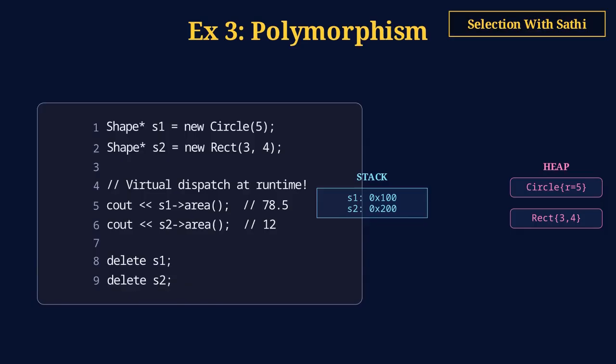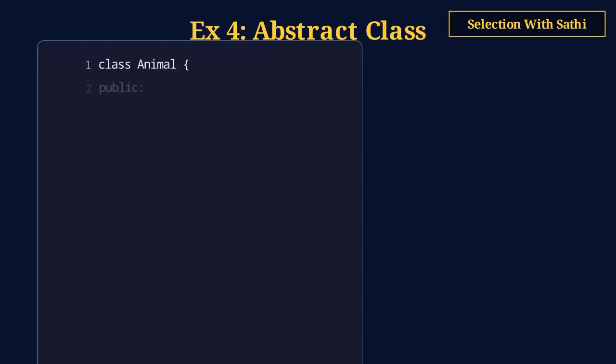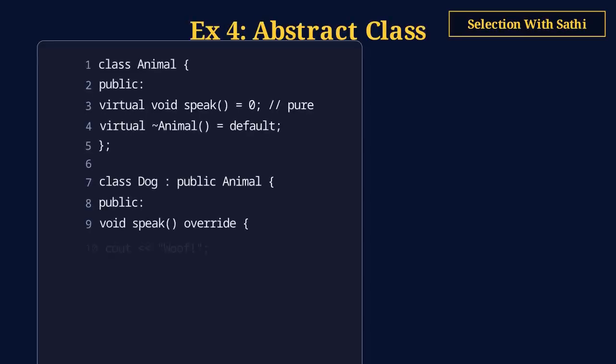Without the virtual keyword, the compiler would use static binding and call Animal's speak. With virtual, it uses dynamic binding and calls Dog's speak. That's the key difference.